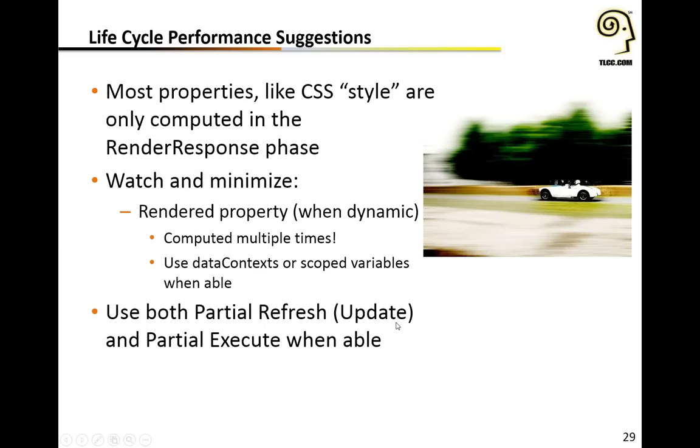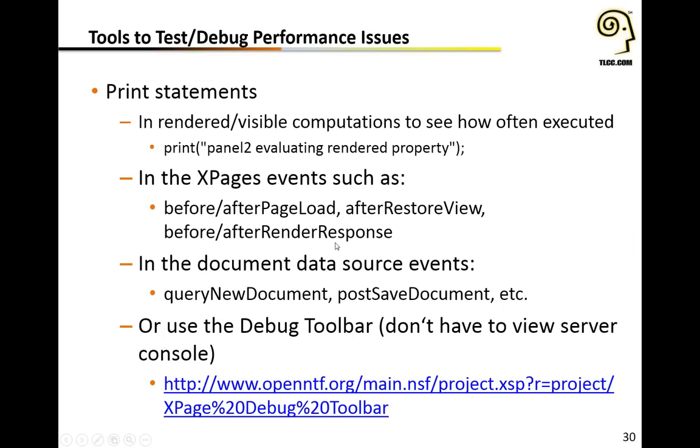So we talked a lot about the rendered property. Not all the properties are like that; the CSS style and style class only get computed in the render response phase. We've shown you how the rendered property is bad and how partial refresh and partial execution combined can be very helpful. Okay, some tools we can use to help out in our performance.